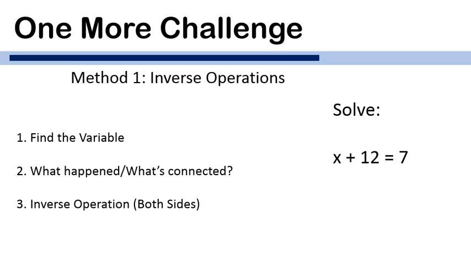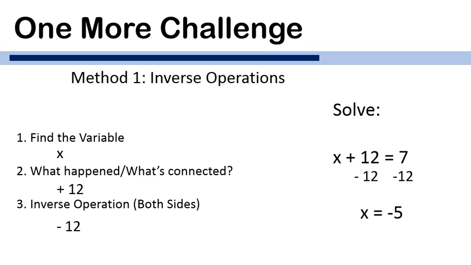All right, here is your full solution. I found my variable x. What happened to x? I added 12. What am I going to do to both sides of that equation? I'm going to subtract 12. So I have 12 minus 12 is 0 on the left side, and where the tricky part comes in here is that 7 minus 12 equals negative 5. We threw in a negative.